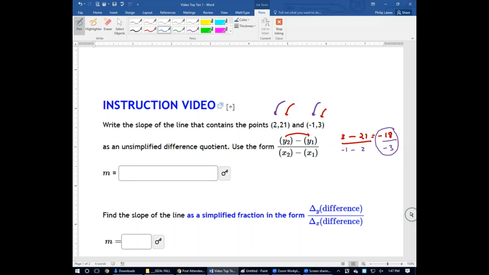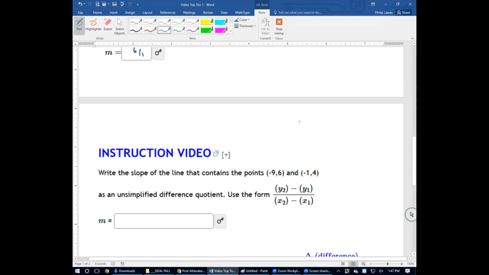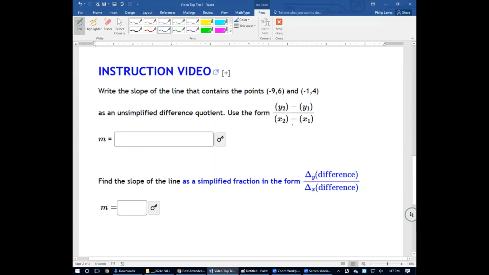So in unsimplified form, it's 18 thirds, which reduces to 6 over 1. And that's the formula. Subtract the y's, subtract the x's. Let's do the formula here. y2, 4, minus y1, 6, over x2, negative 1, minus x1, negative 9. You might remember minus a negative is plus. So you have negative 2 over 8, which reduces to negative 1/4.